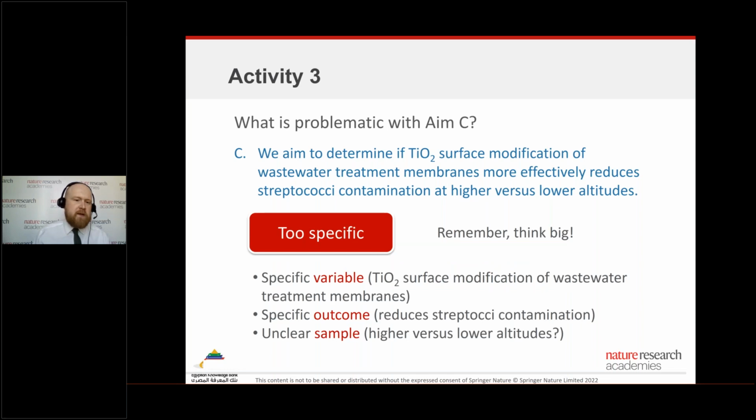So I think here really one of the issues with this aim is that it's too specific. The variable is highly specific, titanium dioxide. Why not use a more generic term like oxidized metals? They have a specific outcome to reduce streptococci contamination. They could maybe have it more broad and just have microbial contamination. They also have an unclear sample. They say higher versus lower altitudes. They need to be more specific in defining what they mean by these. Okay, but here really the main issues are the specific variable and the outcome is also too specific.